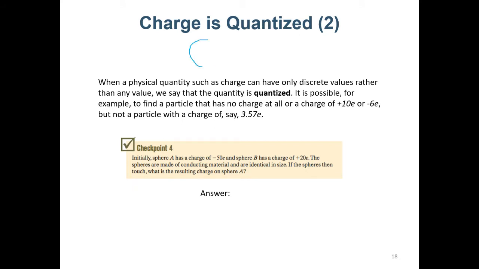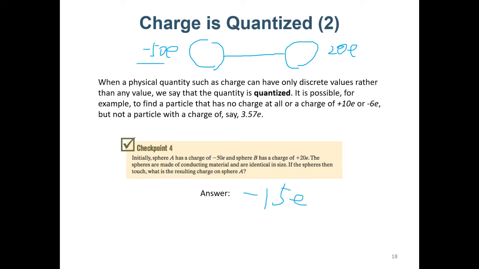We have this one at minus 50e, and this one at 20e. The sizes are actually identical, and then we use a very tiny wire to connect them together. So what will be the charge on sphere A? Yes, of course, negative 15e.